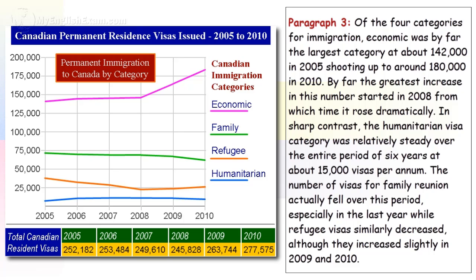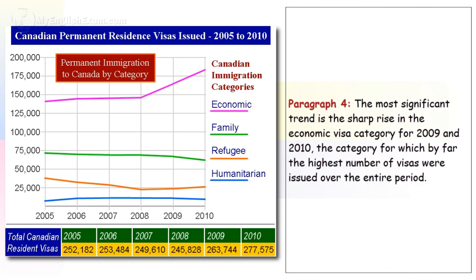In sharp contrast, the humanitarian visa category was relatively steady over the entire period of 6 years, at about 15,000 visas per annum. The number of visas for family reunion actually fell over this period, especially in the last year, while refugee visas similarly decreased, although they increased slightly in 2009 and 2010.